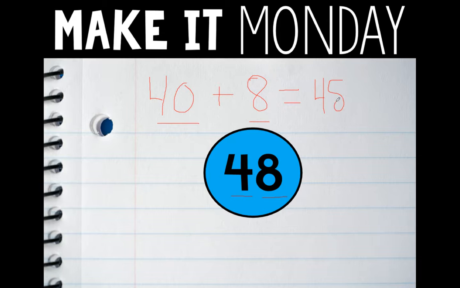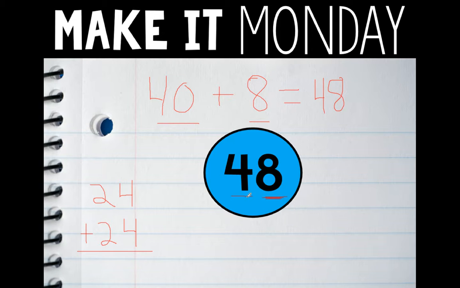Let's think of another way. I wonder if you thought that too. Let's think of another way. I think of a doubles fact immediately. I think of 24 plus 24. I know that this number is an even number because of 8 when I look at my ones place. I know 8 is an even number. That makes 48 an even number.